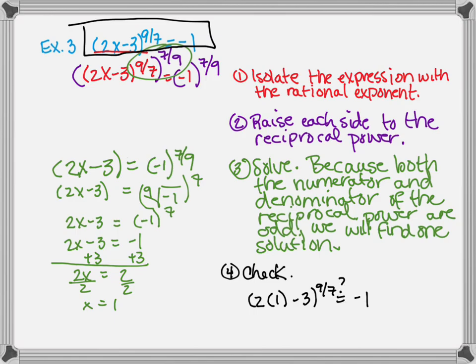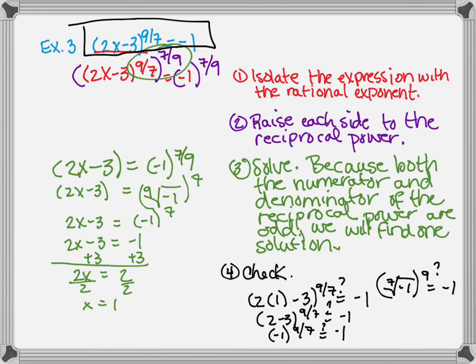So, does the quantity 2 times 1 minus 3 raised to the 9/7 power equal negative 1? So the quantity 2 minus 3 to the 9/7 power, does that equal negative 1? Does negative 1 raised to the 9/7 power equal negative 1? Does the 7th root of negative 1 raised to the 9th power equal negative 1? The 7th root of negative 1 is negative 1. Does negative 1 raised to the 9th power equal negative 1? Negative 1 raised to the 9th power is negative 1. So yes, negative 1 does equal negative 1. That checks out, and our solution is x equals 1.